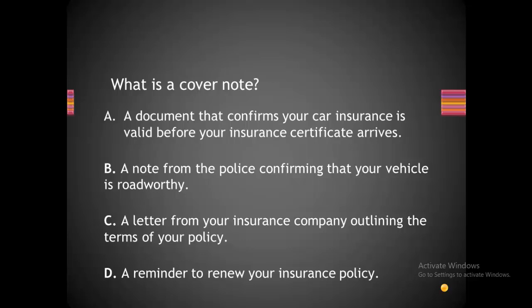What is a cover note? Option A, a document that confirms your car insurance is valid before your insurance certificate arrives. Option B, a note from the police confirming that your vehicle is roadworthy. Option C, a letter from your insurance company outlining the terms of your policy. Option D, a reminder to renew your insurance policy. So you try to think which is the correct answer.